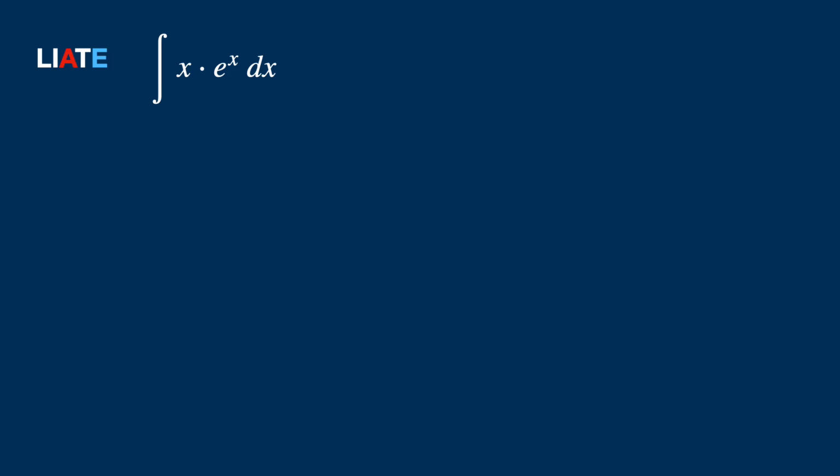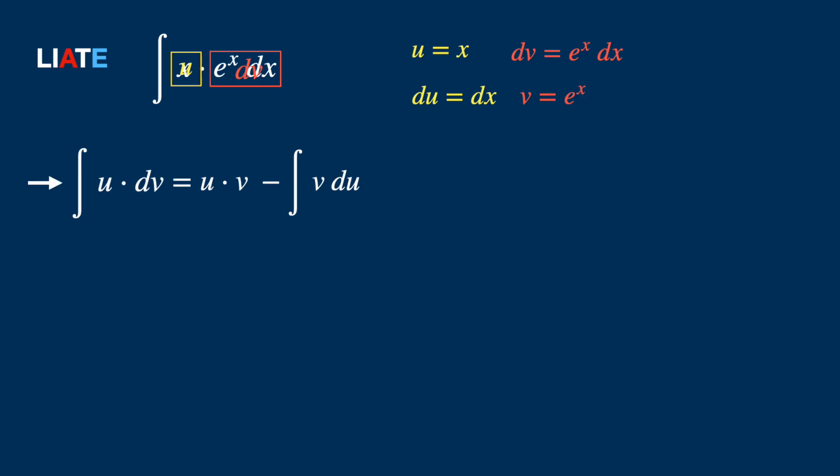LIATE. What is there? Algebraic expression and exponential function. So I'm going to pick u to be x, dv to be e to the x dx. Then du is dx, and the antiderivative of e to the x is e to the x. Now I'm going to apply this to the integration by parts formula: integral of u dv equals uv minus integral of v du.